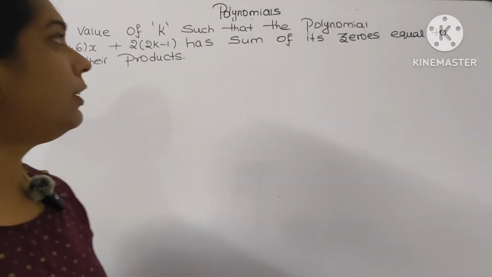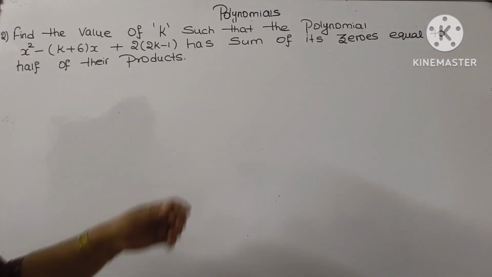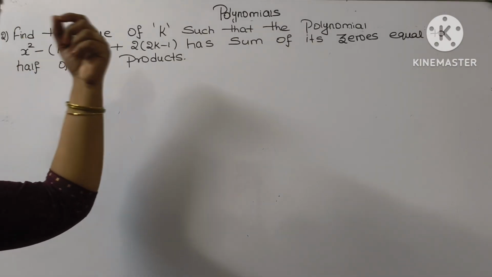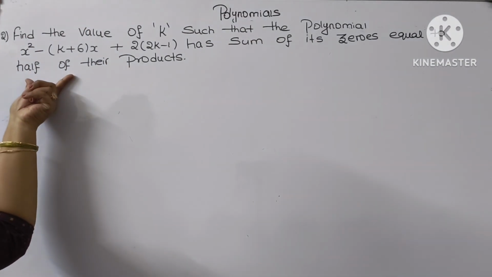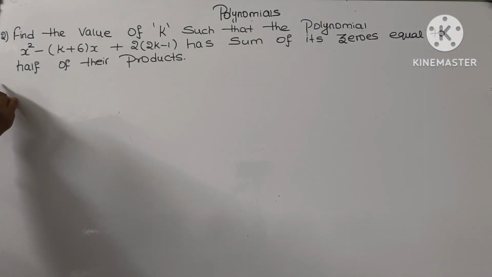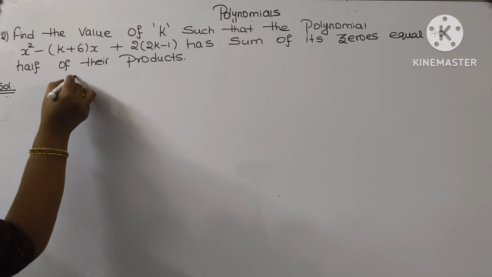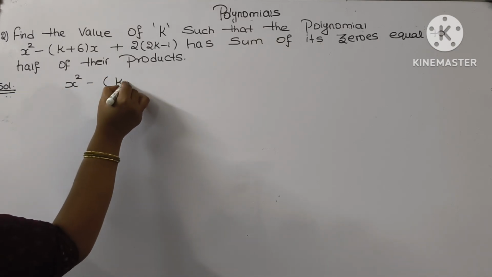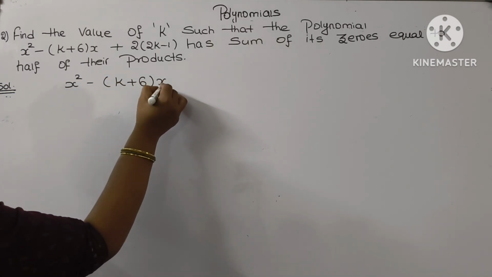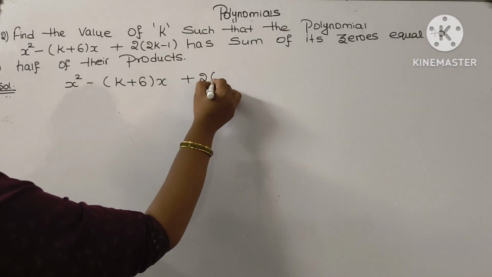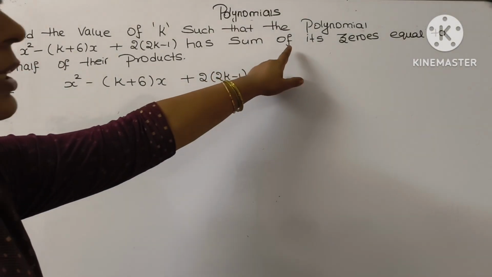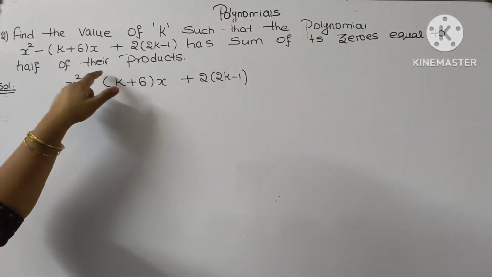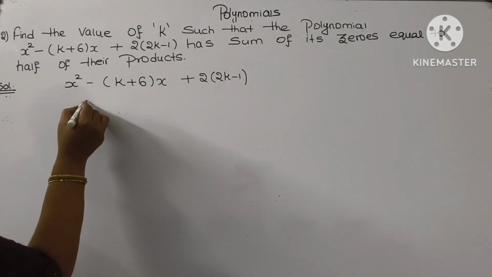So, children, let us continue with the second question. They have given us a polynomial, and the condition is that the sum of its zeros is equal to half of its product. So, how to solve this? First, always write the polynomial given. It is x square minus (k plus 6) x plus 2 into (2k minus 1). This is the polynomial. The condition is sum of zeros is equal to half of their product.